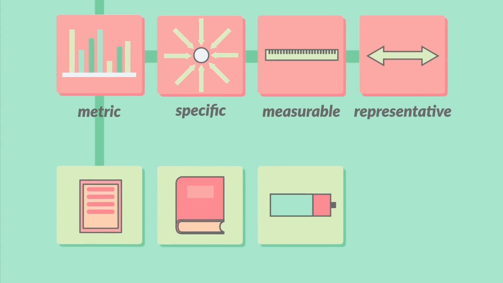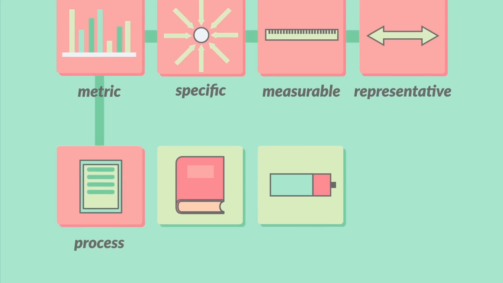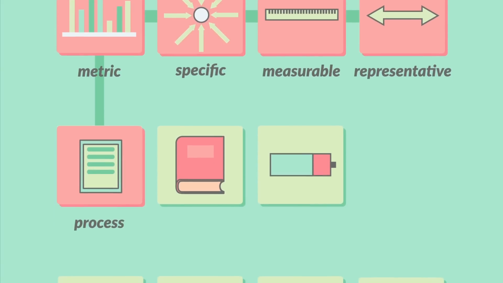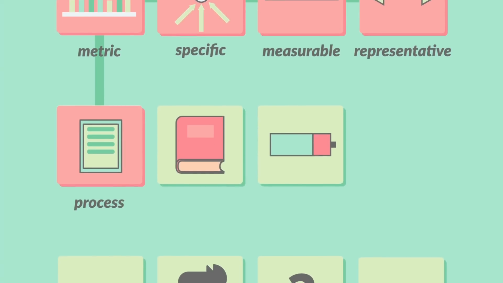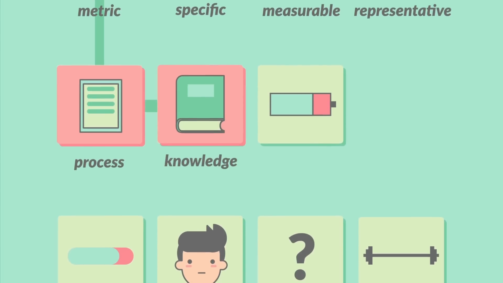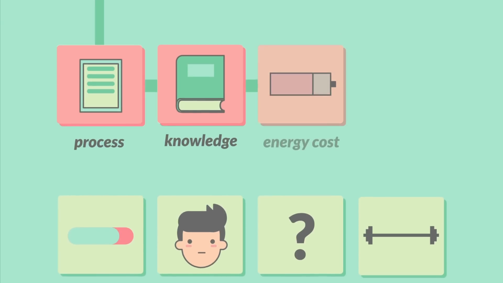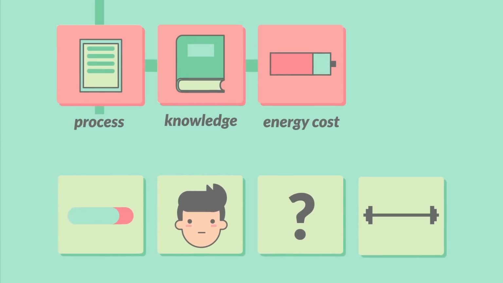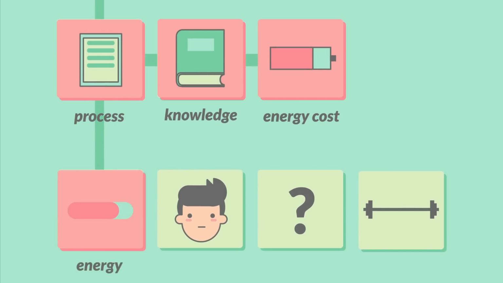Once I've selected a good metric, I create a process that affects it. I write down my process, act it out, and watch how it affects the metric. Then I get knowledge from experts to alter my process so that it produces greater results for less energy. And lastly, I manage my energy.